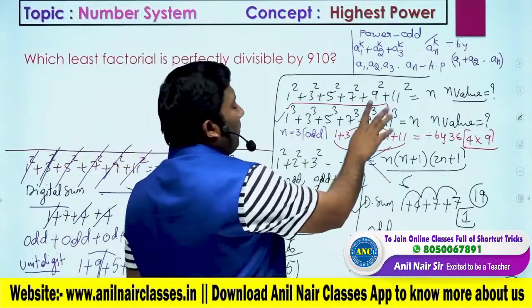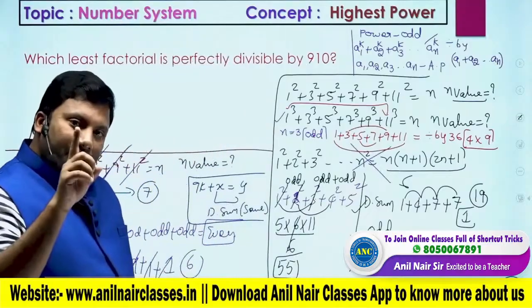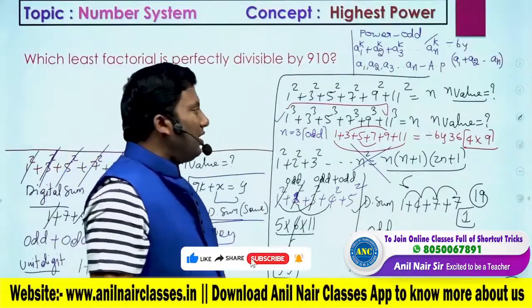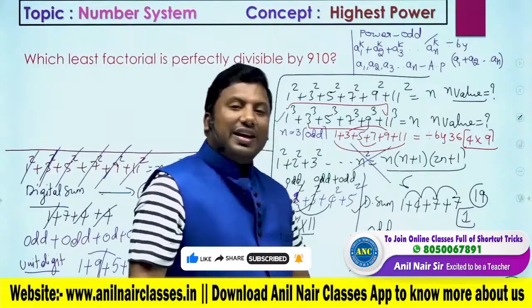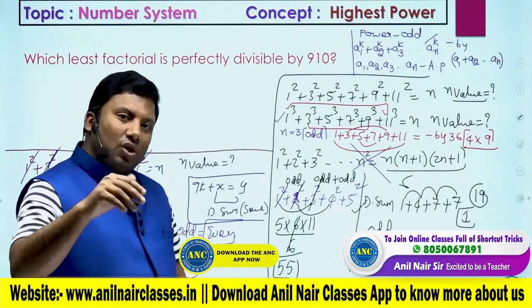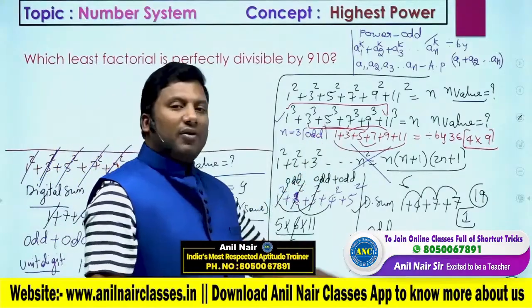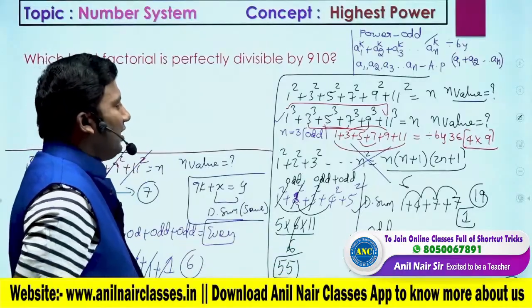1 power 3 plus 11 power 3 is divisible by 1 plus 11 because the power is an odd number. 3 power 3 plus 9 power 3 is divisible by 3 plus 9. A power n plus b power n is always divisible by a plus b if n is an odd number.